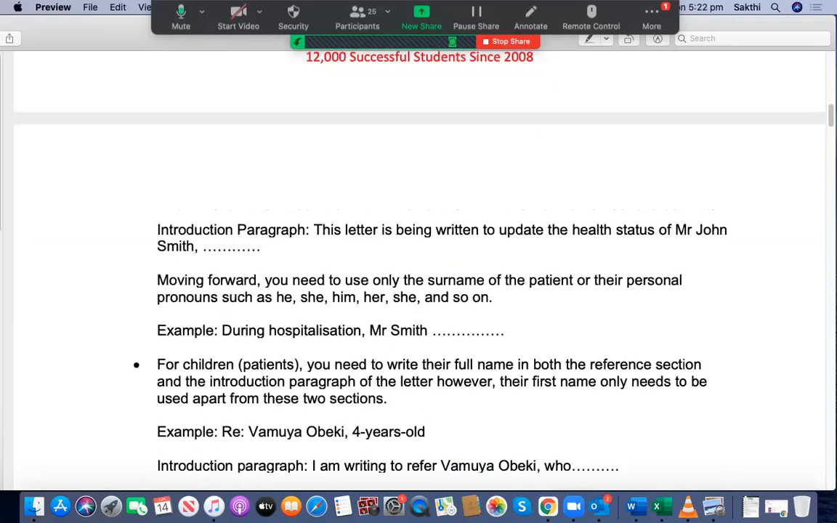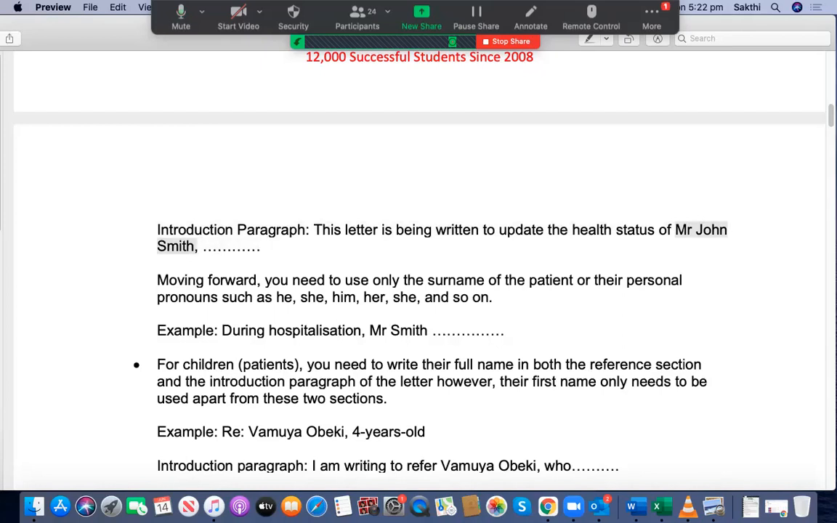In the introduction paragraph also, we have to write down the name of the patient in full according to the new recommendation raised by the OET official website. So you have to write down like this: this letter is being written to update the health status of Mr. John Smith. Then you write down who requires or whatever, the remaining information. In this case, we are writing down the full name of the patient as well.